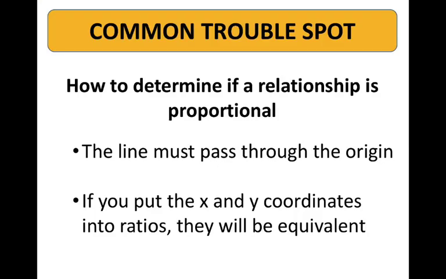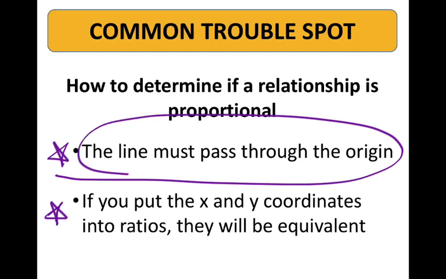Okay. Couple notes, common trouble spots, how to determine if a relationship is proportional. First thing, the line must pass through the origin. That's important. If you don't have that written somewhere, like back in your vocabulary, you need to. And the other test is if you put the x and y coordinates into ratios, they will be equivalent. That's what we just did on that last problem, doing 9 over 20, 18 over 40, whatever those fractions, that turned out to be 0.45. That's the second little spot. So honestly, this right here, especially if you're looking at a table or at a graph, going through the origin is huge.